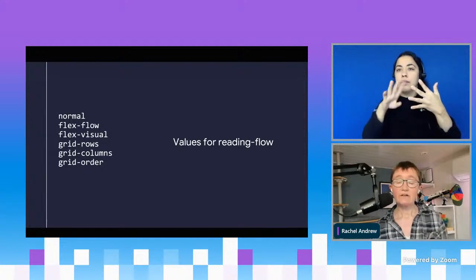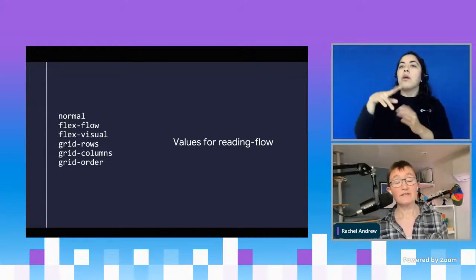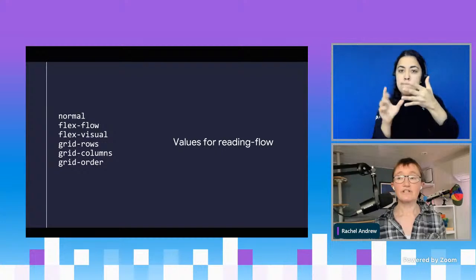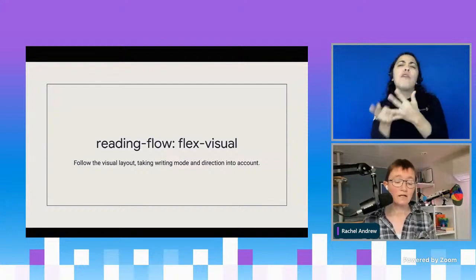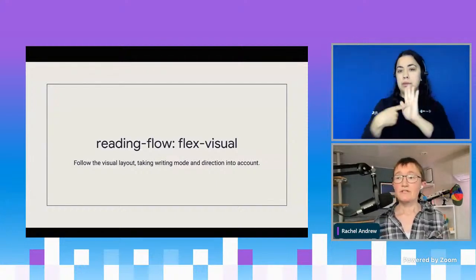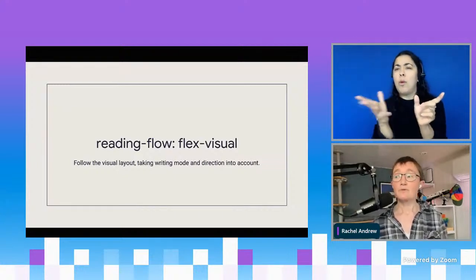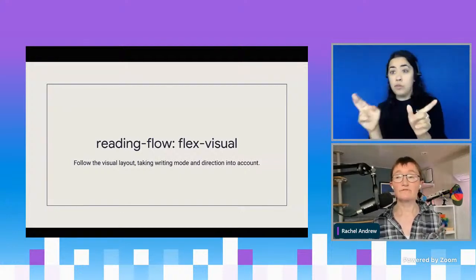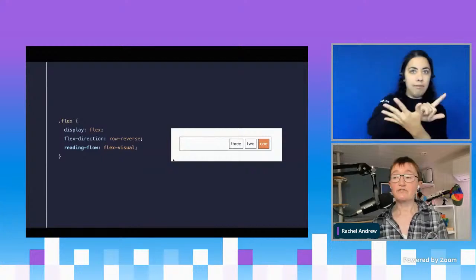So using any of those values, a valid value for the layout type that you're in, will cause the container to become a reading flow container, and the items are then ordered based on the value given to the reading flow property. So we'll have a look first at how that works for our reversed flex items. So I've got my example within Flexbox. If I give my flex container a reading flow value of flex visual, the tab order will now follow the visual layout. This means that because we're in a left to right language, the tab order will run from left to right.